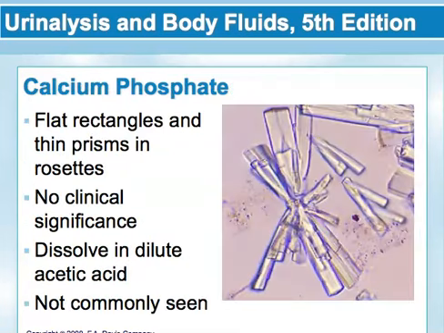Next is calcium phosphate, which are not commonly seen. They are colorless, flat, rectangular plates, or they can also be thin prisms, often in rosette formations. When they are in the rosette formation, they can be confused with sulfonamide crystals if they are seen in a urine with a neutral pH, but calcium phosphate will dissolve in dilute acetic acid, whereas your sulfonamides would not. They are not clinically significant, though they are commonly found as a constituent of renal calculi.